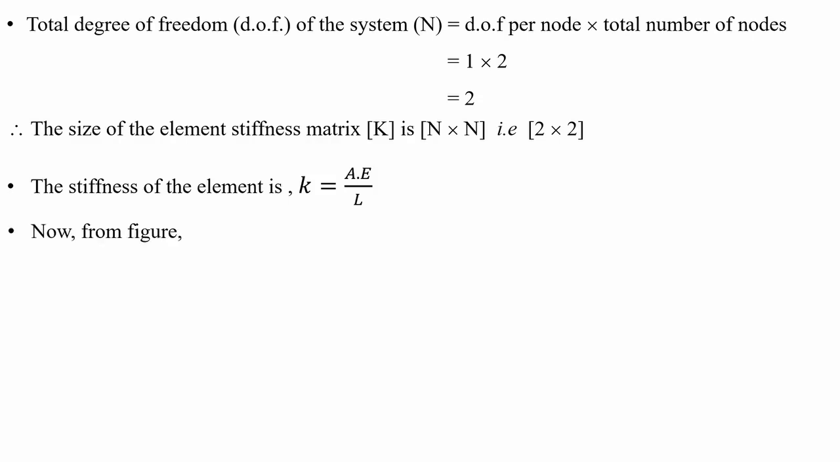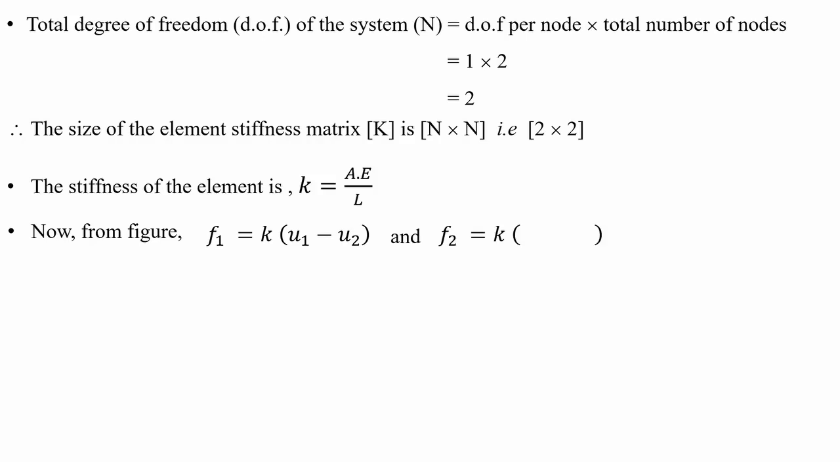So let us refer the figure back. From this figure, we can write F1 is equal to K into U1 minus U2. This comes from the basic equation of the spring force, that is K into delta X. So at node 1, U1 is stronger as compared to U2. So the change in the deflection will be U1 minus U2. So K into U1 minus U2 will give us the force at node 1.